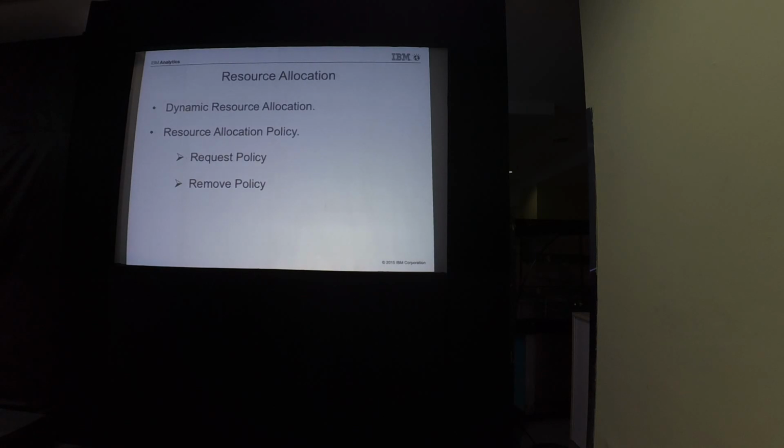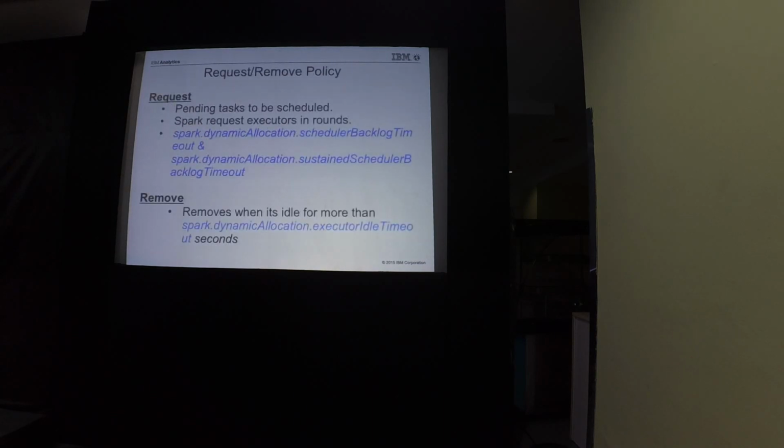In 1.2, what they did is, they will allocate resources. So in 1.2, when an application comes up, there is a capability for it to say, I request for a very minimum amount of executors. We'll go into the detail of what is request and what is remove policy. But you generally got it.